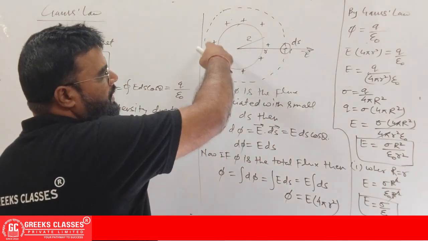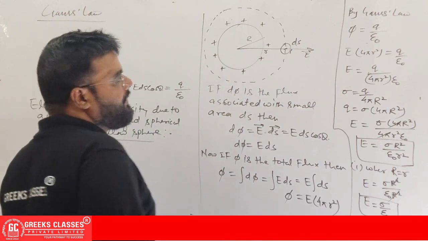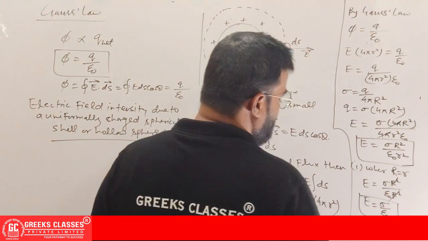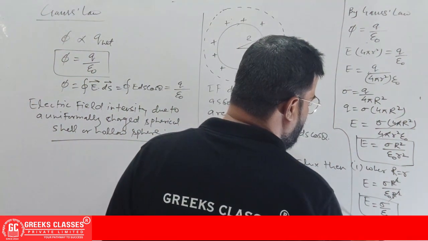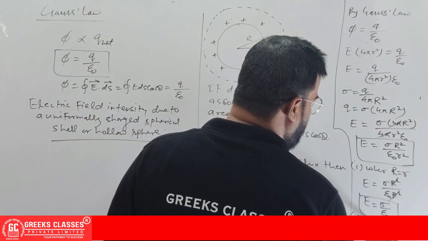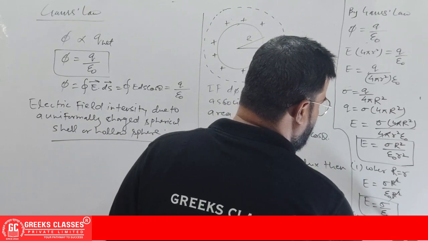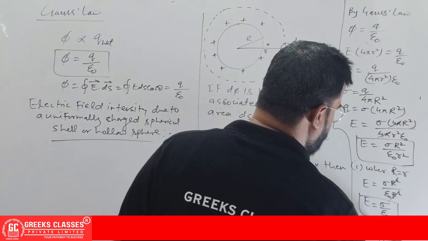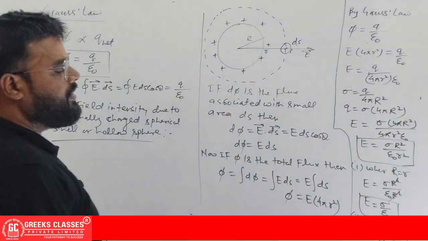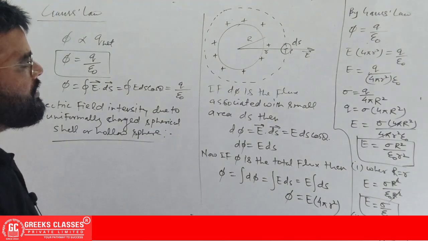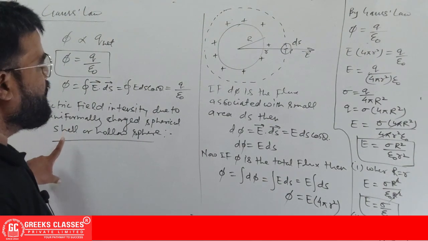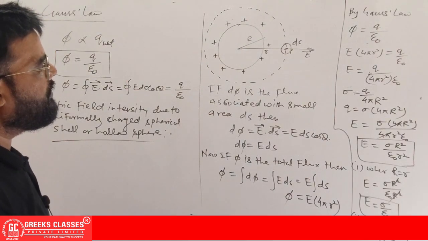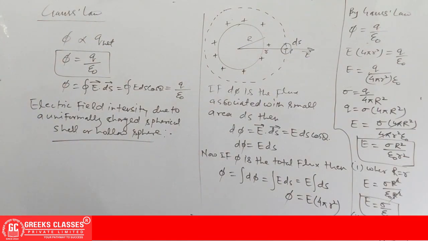And if this point P lies inside the sphere, then the electric field will be equal to 0, right? Why? Because inside the conductor the electric field will be 0. So charge is distributed on the surface of the sphere. So inside the sphere, second case, E equal to 0. Okay, so this is the condition, or you can say the application of Gauss law. Note it down.